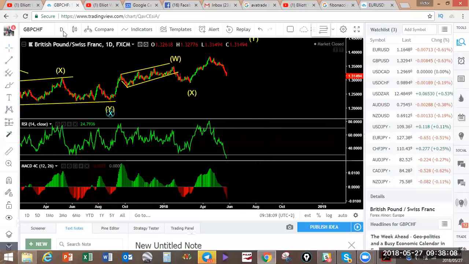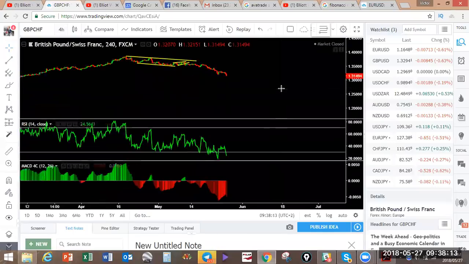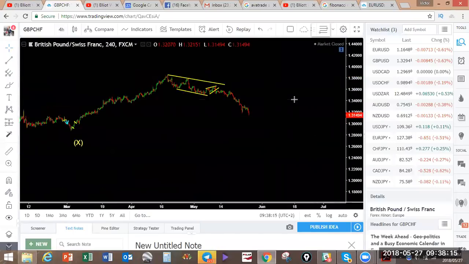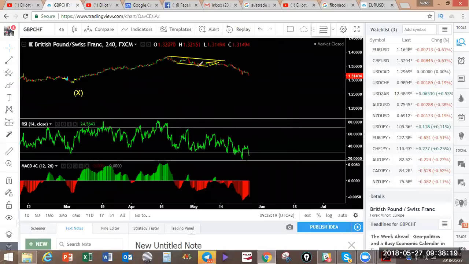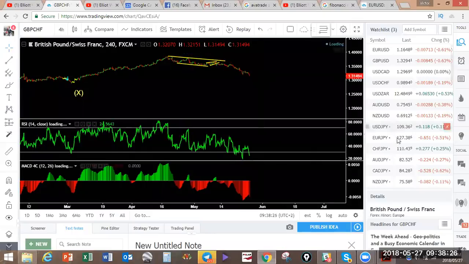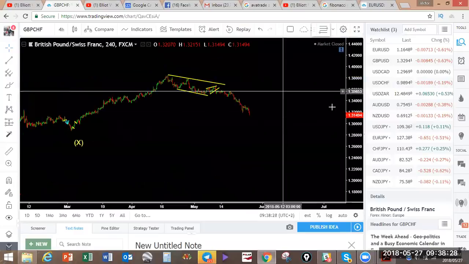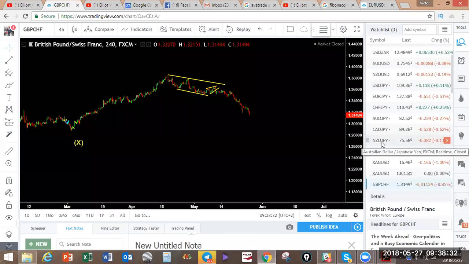For now, there's no indication of a bounce. Let's look in the lower time frame, 4 hour. Okay, there's not even divergence there. There's no divergence. So let's keep an eye for that move. All right, so that's pound CHF, concludes all the pound pairs. Let's look at the euro pairs.